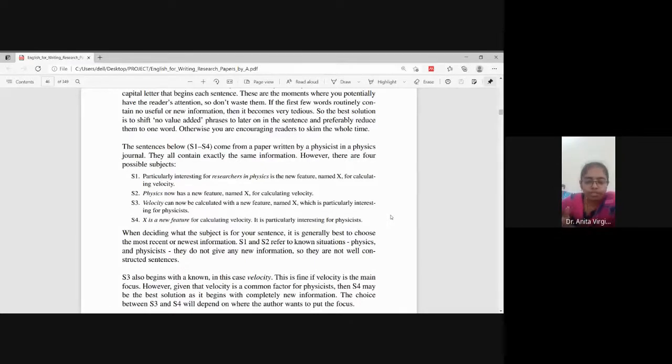Obviously, there is no problem in the sentences. But what is changing is the subject. In the first sentence, who is given much importance? It is italicized. Researchers are given importance. Very good. The second sentence, physics is given importance. The third sentence, velocity is given importance. And the fourth sentence, X, the new feature X, is given importance.